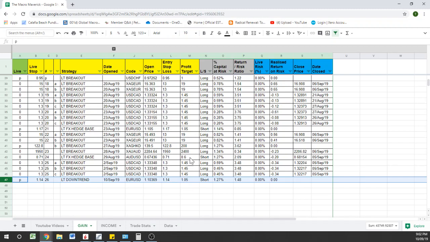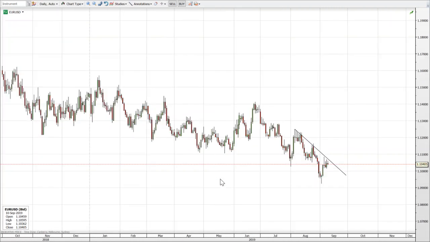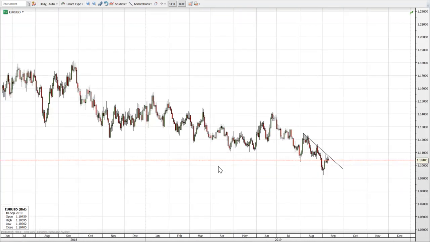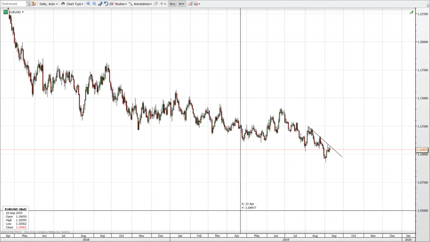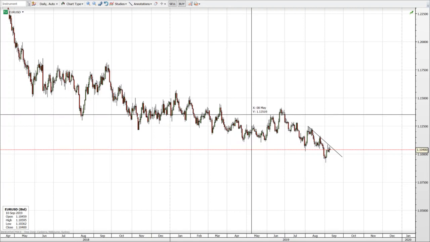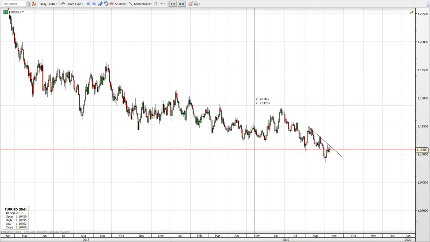Profit target, etc. So the capital I'll be putting at risk is about 1.27% with a return on risk ratio of 1.48. Really the profit target would be all the way down here, which is a fair way to run. The stop is at about just above the highs in late June.